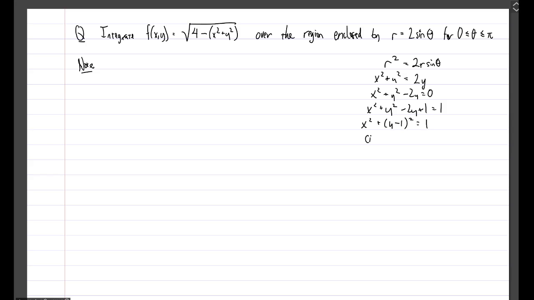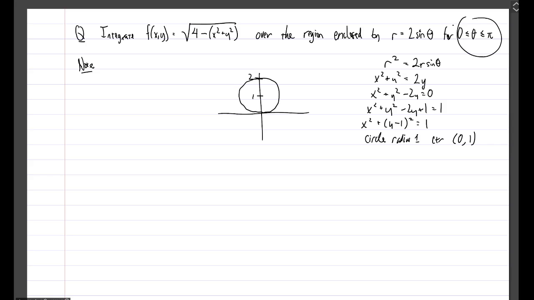So this is a circle of radius 1 with center at 0 comma 1. If the center is at 0, 1 and the radius is 1, then the circle lives right here. And if you just run through values of theta from 0 to pi, you end up getting the circle once already. So you don't need to go any further than pi.